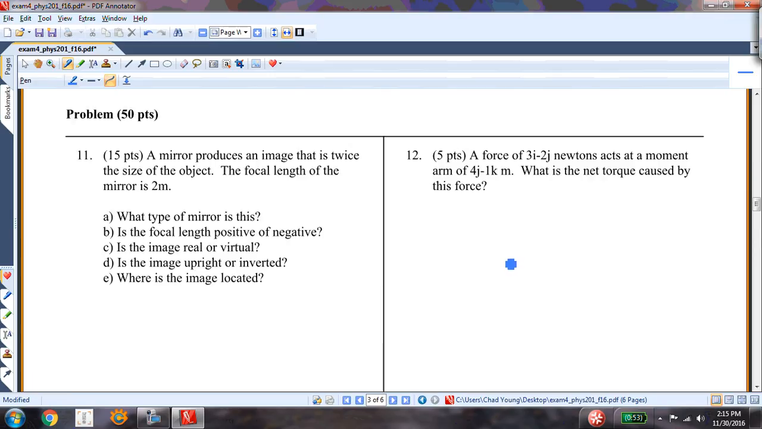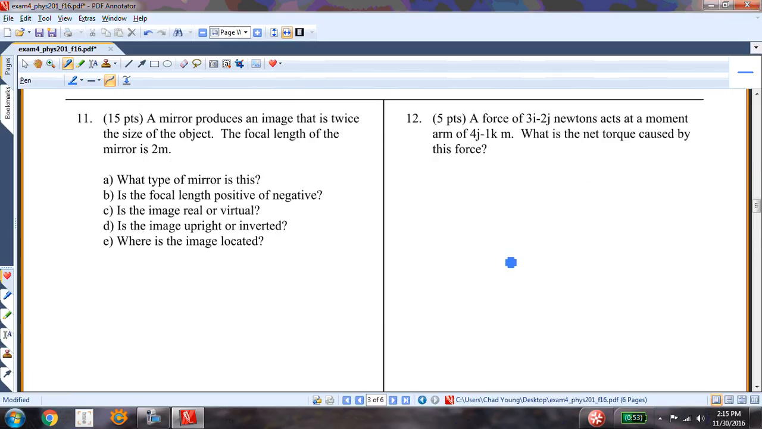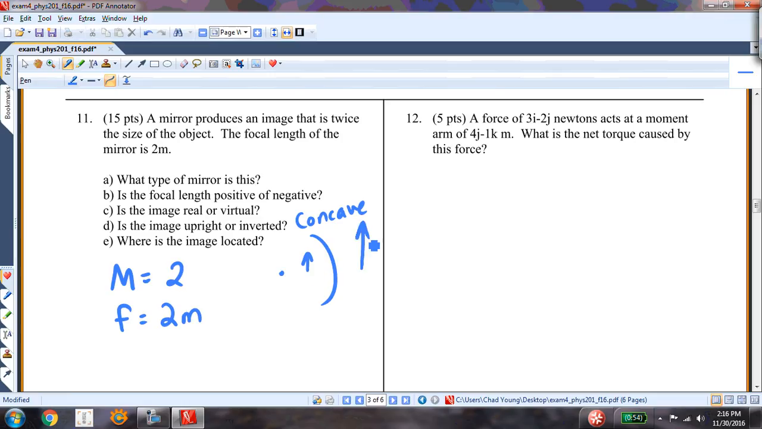Okay, so a mirror produces an image that is twice the size of the object. So the magnification is equal to 2. The focal length of the mirror is 2 meters. Now I want to ask myself, what kind of mirror produces a magnification that's bigger than 1? Well, it's not a convex mirror because that's always less than 1. So I'm looking at a concave mirror. In fact, that's the answer to one of the questions. And then I want to think about the location of the object. Well, in order to get a magnification bigger than 1, I have to have the object inside the focal point, and then that also gives me an upright image.